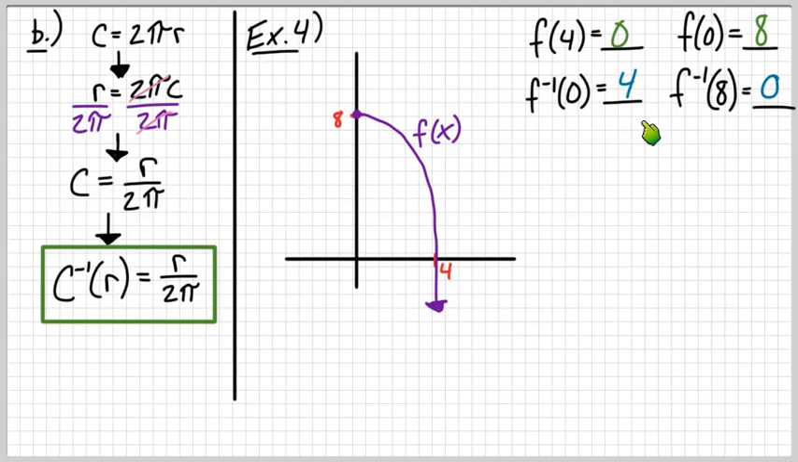So this is a little bit of a new concept for us, just using the graph of f of x, and we found values for f inverse. And notice the relationship. F of 0 equals 8. F inverse of 8 would be 0.